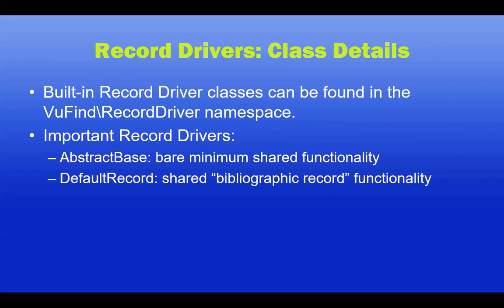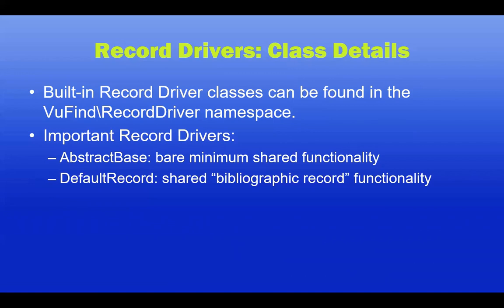Now, even though VuFind is designed to be extremely flexible and to support a lot of use cases, the most common use case in VuFind is displaying bibliographic records, records representing books or other materials. And so there is a record driver called default record, which extends abstract base and adds a whole lot of methods that support bibliographic record functionality, things like titles and authors and subjects and so forth. So this allows us to create a standard implementation of bibliographic record information, which is shared by a large number of other record drivers.